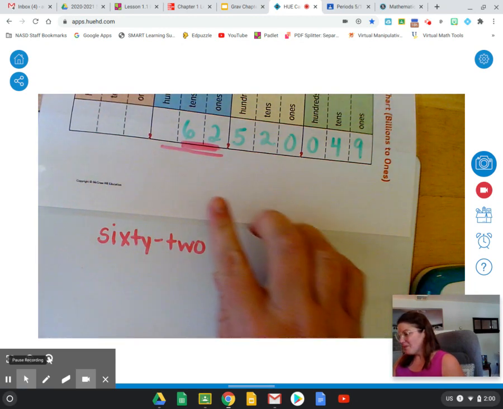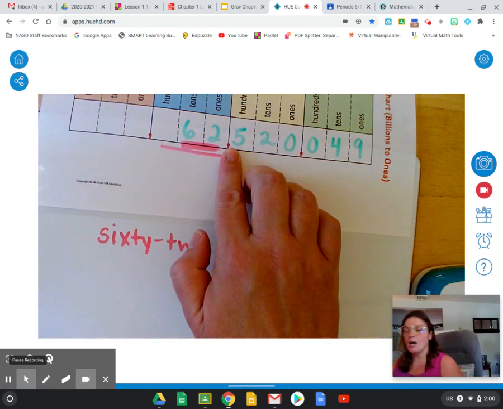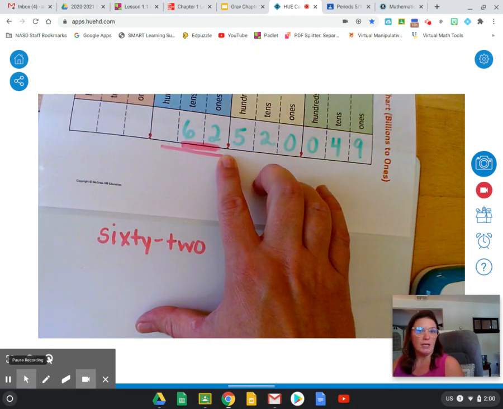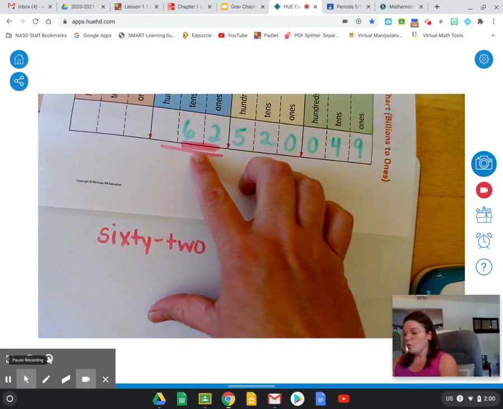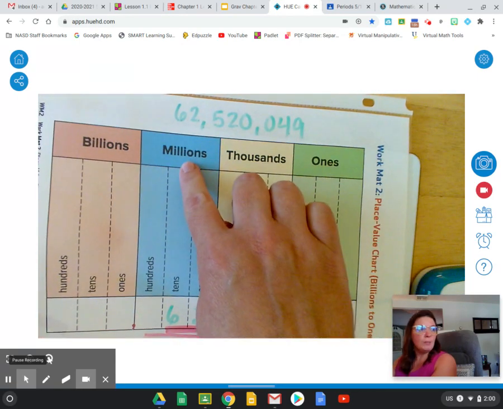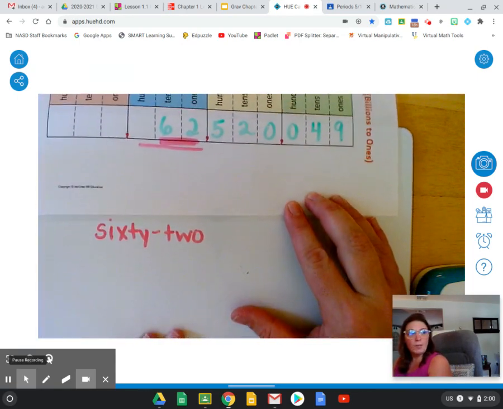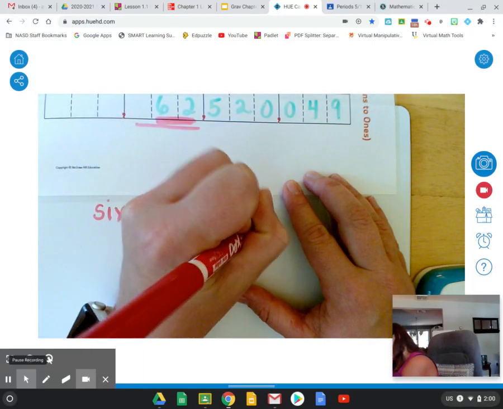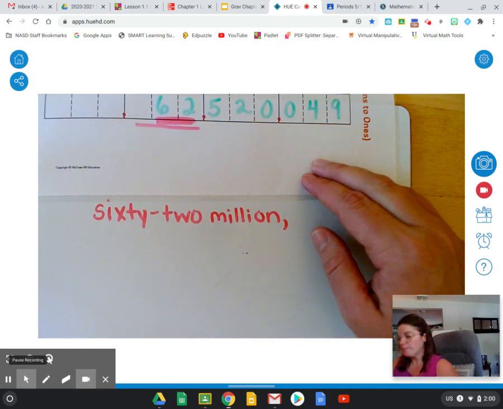Okay. So 62, and then I see a comma. Every time you see a comma, you need to say the name of a period. So what was the period where 62 was located? 62 is in the millions. So when I write this in word form, I need to write 62 million. And I'm putting the comma there, just like it was in the number.